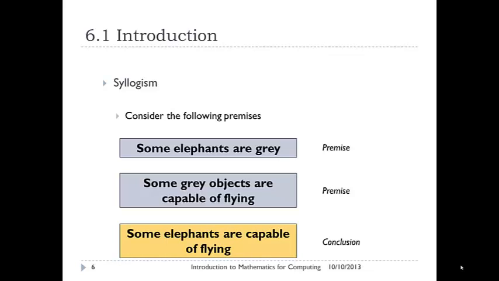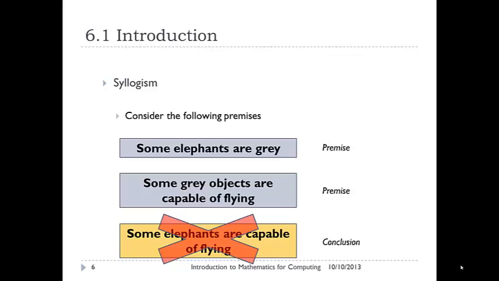Now, can we say that this conclusion is actually valid based on the two given premises? In the example given here, the conclusion is actually not valid. So some elephants are capable of flying is not a logical conclusion based on these premises. And the key difference here is this use of the word some. So this quantifier that we're looking at in terms of the subjects that we're considering. So some elephants are grey, we're assuming that is true. Some grey objects are capable of flying, we're assuming that is true. We cannot reach the conclusion then that some elephants are capable of flying.